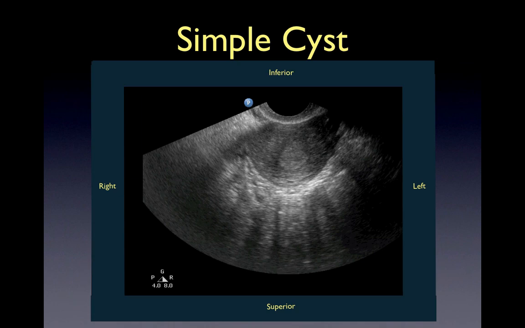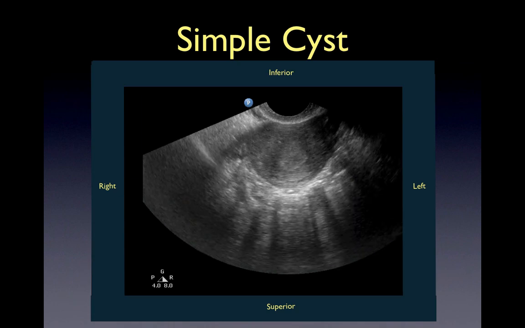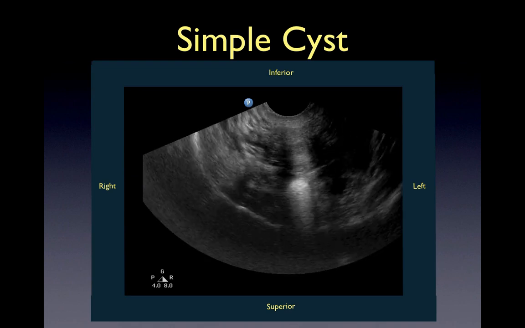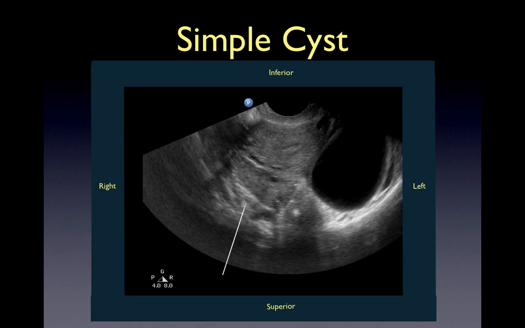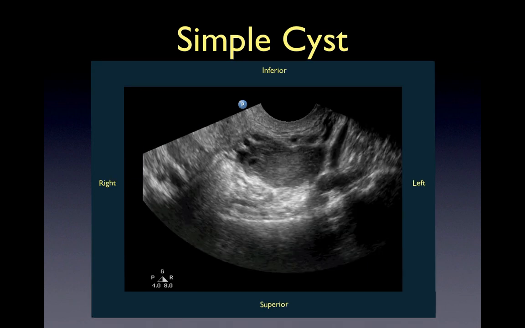Here's an example of a simple cyst on the left ovary. Note the thin wall and the anechoic fluid within it. A closer view shows some follicles within the left ovary inferiorly.